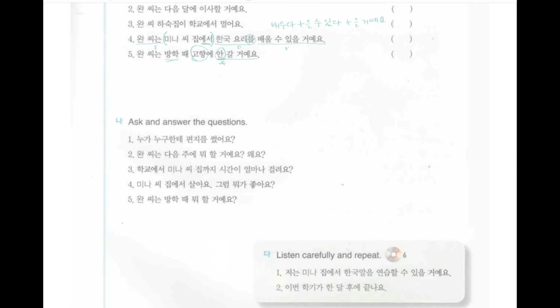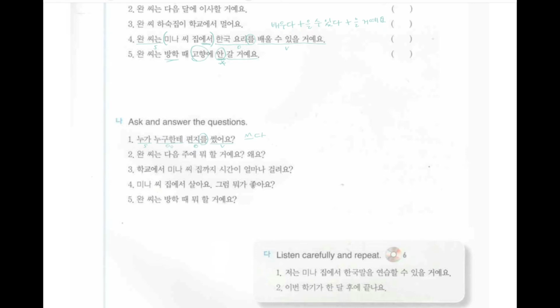Number 1, you have to find this information. 누가 누구한테 편지를 썼어요? Where is the subject? 누가, this is the subject. What is the verb? 썼어요, this is past tense. What is the base form? 쓰다, which means to write. Who wrote what? 편지를, object marker. 편지 means letter. Who wrote the letter?